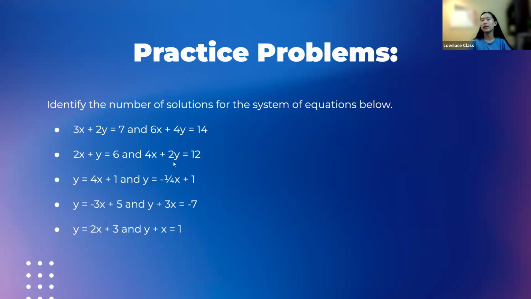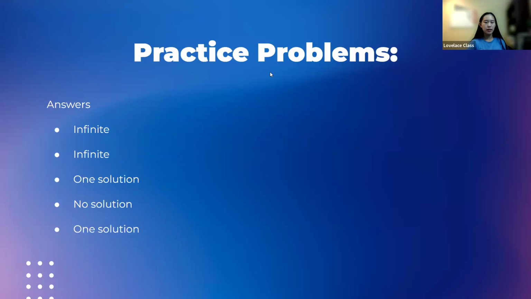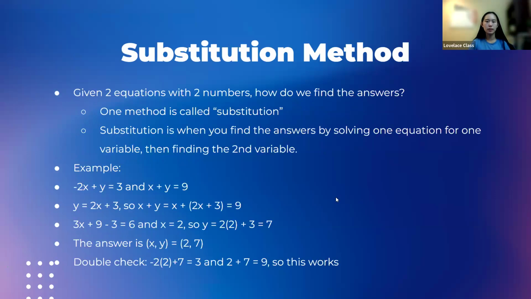Finding the point, we're going to learn next. So it's okay. But Zoe was on the right track actually. I think it was just a little arithmetic. Okay, so these are just the answers: infinite, infinite, one solution, no solution, and one solution. So I'll move on to the next part.